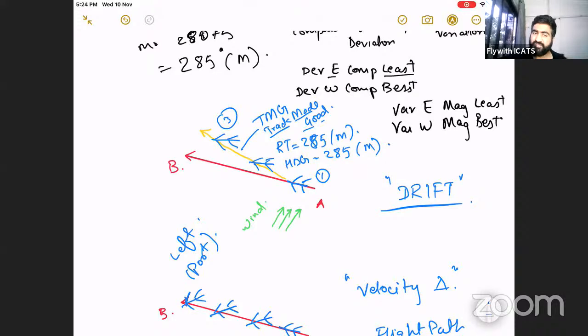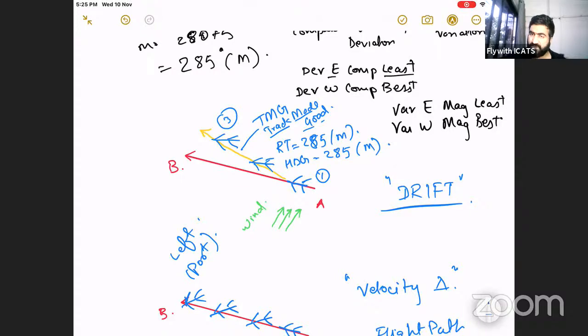Because of the wind from the port side, the TMG is on the right of required track, or the aircraft has drifted on the right of the required track. But for all your sums, all your questions, this is not the meaning of it. Although in reality, port wind is pushing you to the right side. So port wind causes the aircraft to drift to the starboard side. Right side is starboard side.